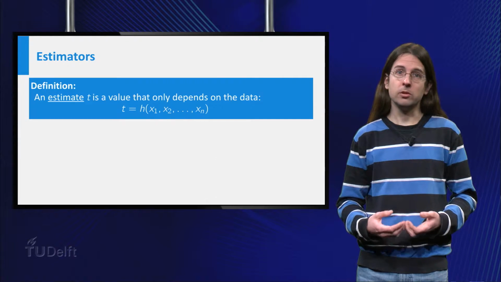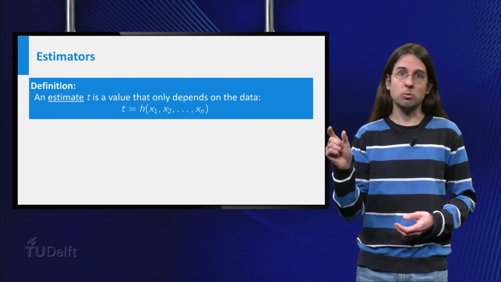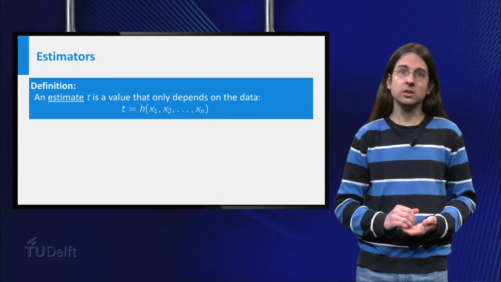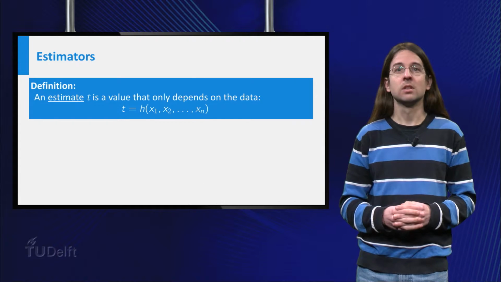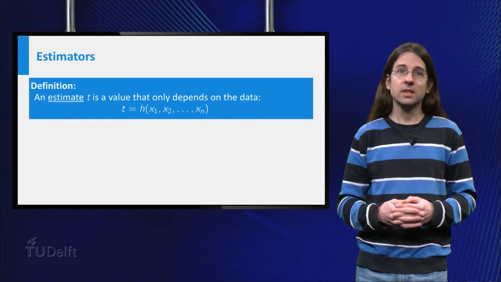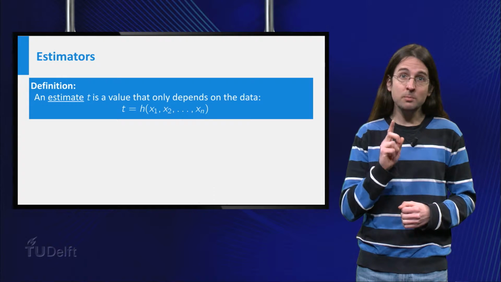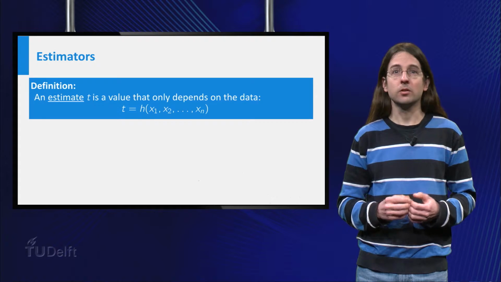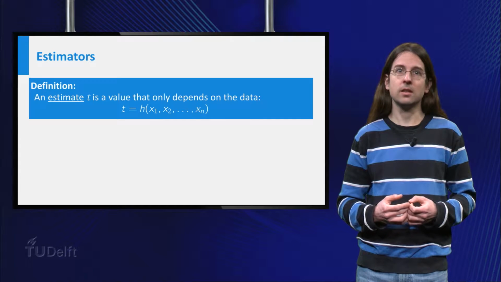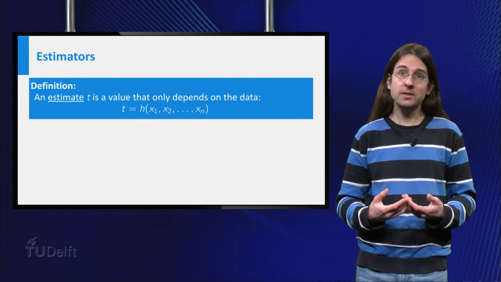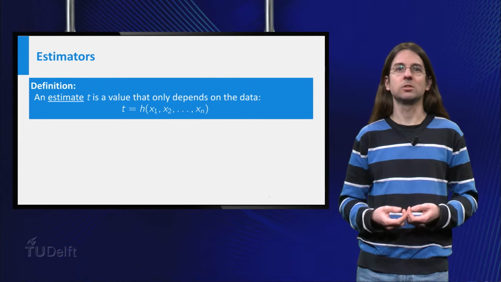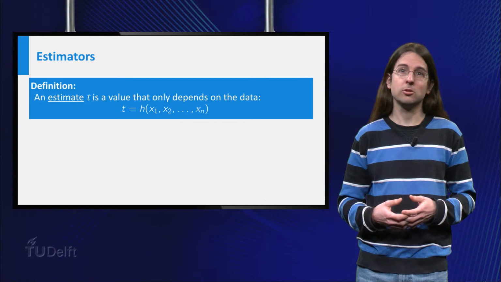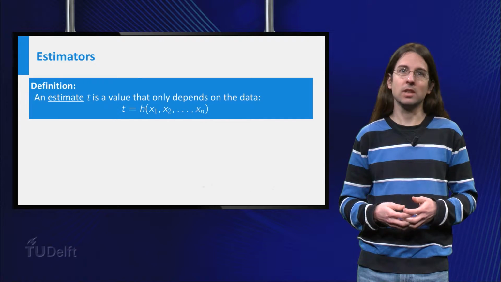Formally, if you do a number of experiments with results x1, x2 up till xn, an estimate is a function of these outcomes. The important part here is that the estimate can only depend on the outcomes of the experiment and does not depend on the distribution from which these xi are drawn. This is necessary as we do not know the distribution. Otherwise, if the estimate would depend on the distribution, we would not be able to calculate the estimate.